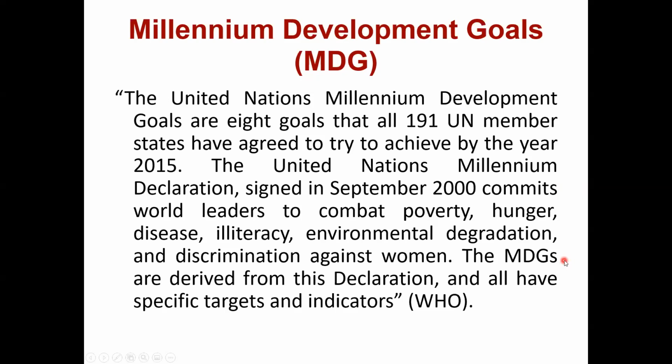The MDGs are derived from the declaration and all have specific targets and indicators. The Millennium Declaration set out certain areas that needed to be addressed, and the MDGs help to formalize very specific targets, but not only targets, also indicators for what would be considered success and failure. So they operationalize these different terms into signals we could see of progress. What does it mean to combat poverty? What does it mean to combat hunger or disease or illiteracy? By giving very specific targets, we can better measure progress and see how we are doing.